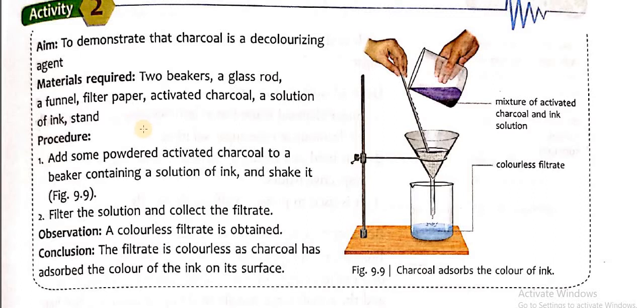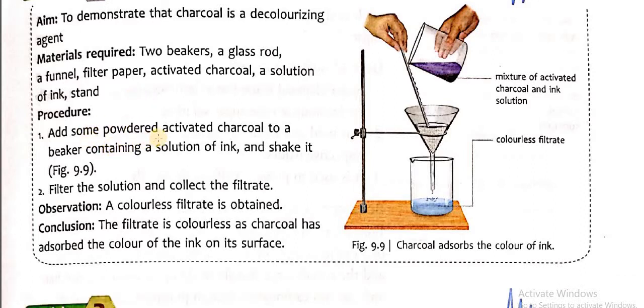Now the procedure is to add some powdered activated charcoal to a beaker containing a solution of ink and shake it. So what will happen over here? The color of the ink will get adsorbed on the activated charcoal. After that, you need to filter the solution and collect the filtrate.